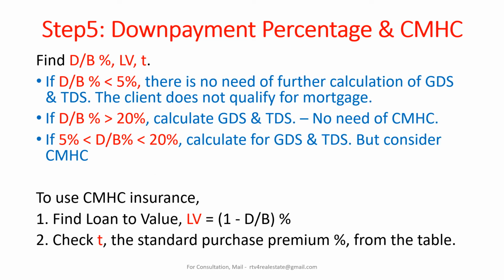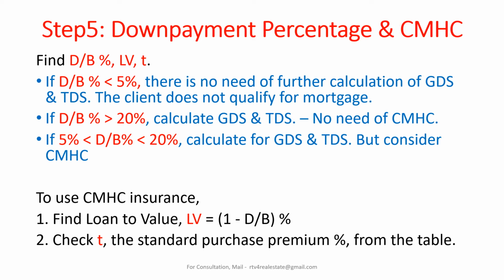Step 5, down payment percentage and CMHC. If D by B percent is less than 5%, there is no need of further calculation of GDS and TDS. The client does not qualify for mortgage. If D by B percent is greater than 20%, calculate GDS and TDS. No need of CMHC. If 5% is less than D by B percent, which is less than 20%, then calculate GDS and TDS, but consider CMHC insurance.